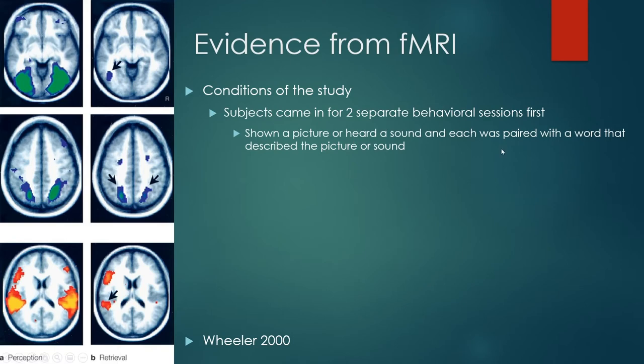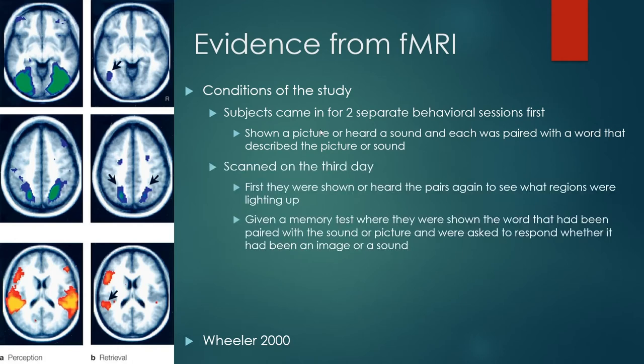The idea here is that we want to be able to use the word bell to get them to think about the sound or get them to think about the picture. So the word itself is the cue that is getting them to either reactivate the sound or reactivate the picture. And the reason we're doing sounds and pictures is because we're trying to see if there's something different happening with visual information than with auditory information.